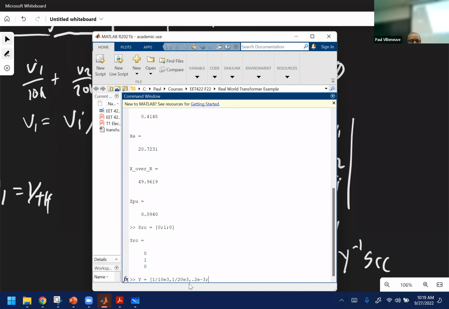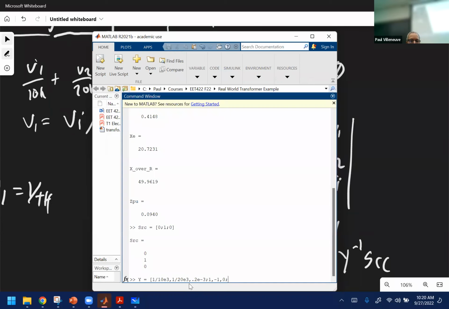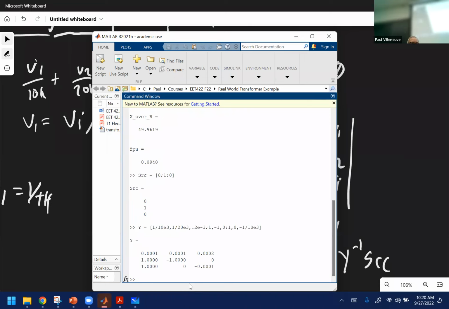Move to the next row. 1, -1, 0. Move to the next row. 1, 0, and then -1/10K. 1, 0, -1 divided by 10E3. Does that look about right? Entered incorrectly. So now I'm going to solve for my V matrix.